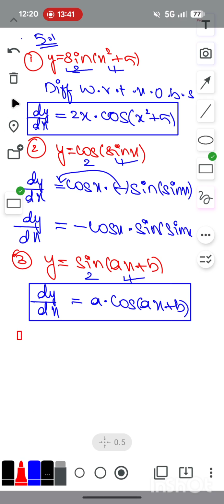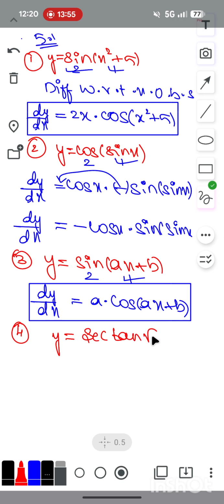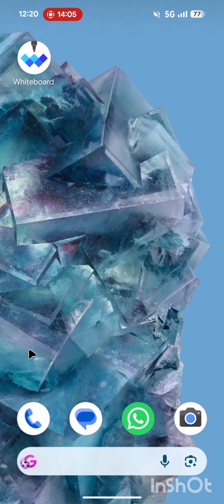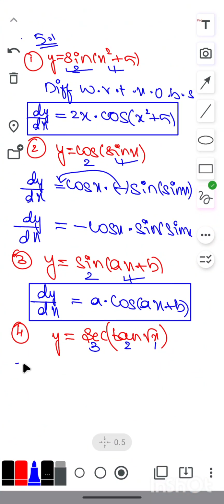Question number 4 is, find the derivative of the function y is equal to secant of tan root x. So here you can observe we have 3 functions put together. Root x is the first function, tan is the second function, secant is the third function. Let them give any number of functions. We follow the same procedure.